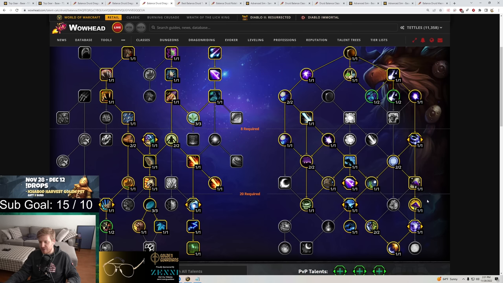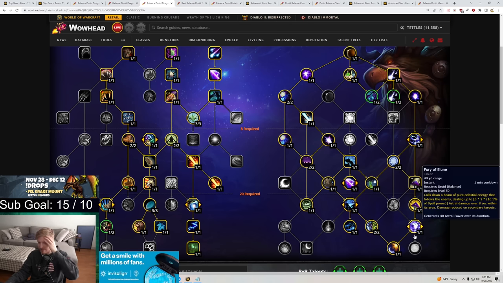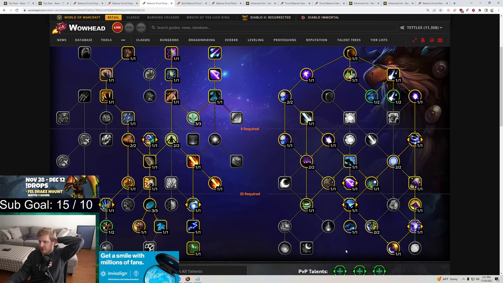I think that this raid build is pretty strong, given the context of what Vault of the Incarnates looks like for Moonkin. There is a high chance that I take one point and move it somewhere else later, or that I end up sweating some of these decisions. I know Wowhead does this boss guide thing, and I end up recommending different builds and that kind of stuff.